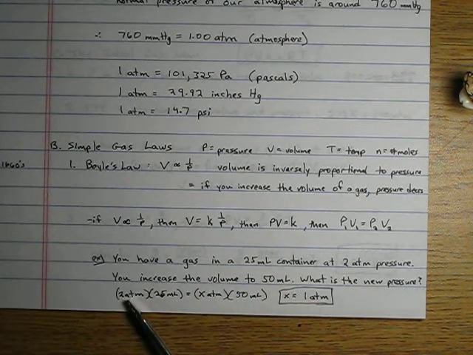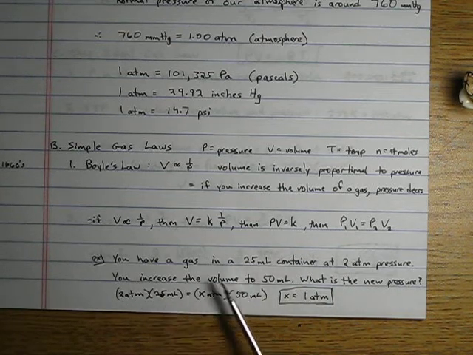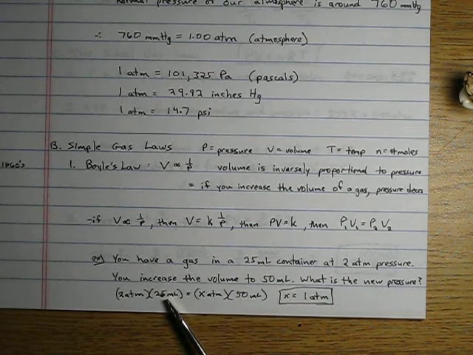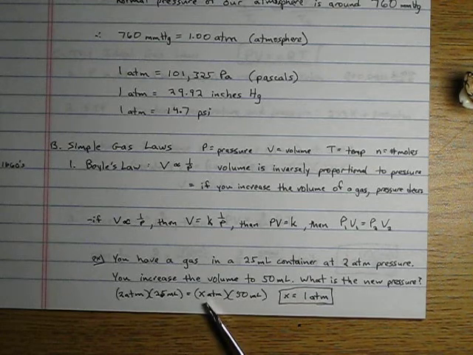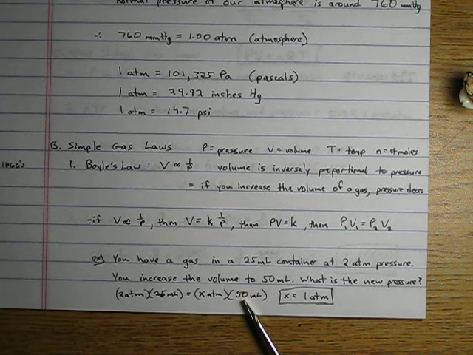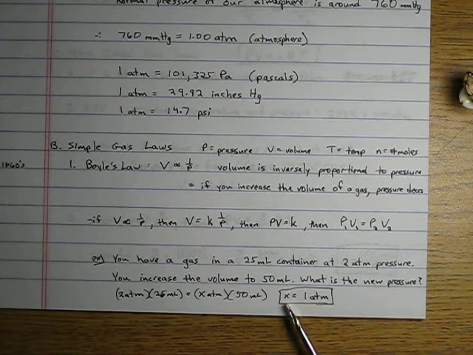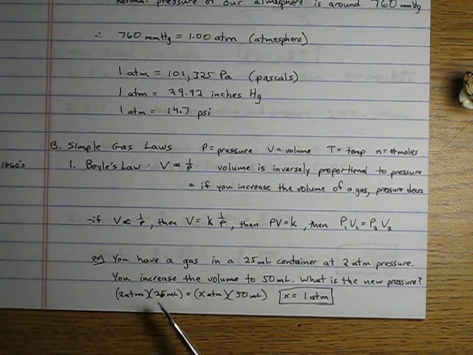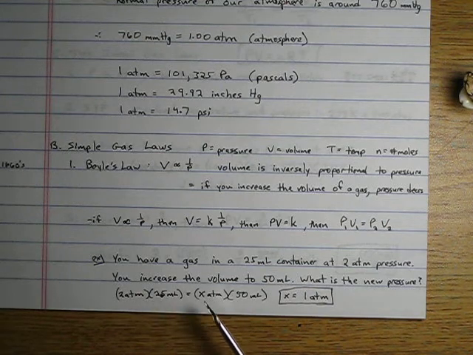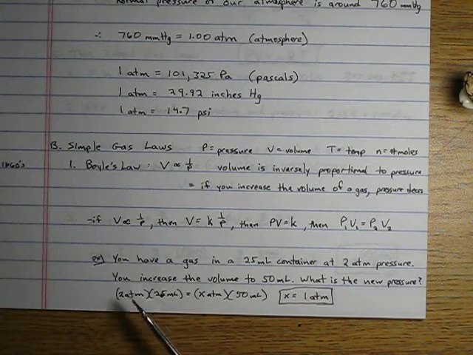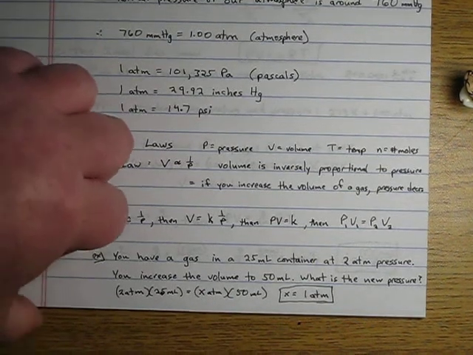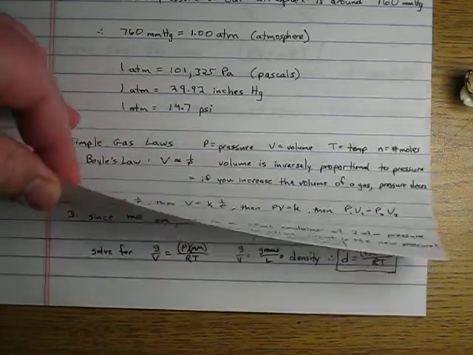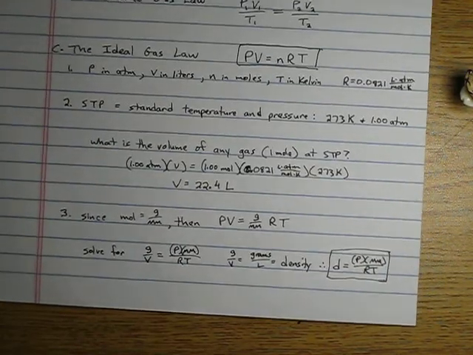Here's P1, 2 atmospheres of pressure. V1, our initial volume, is 25 milliliters. P2, that's what we're after. V2 is our new 50 milliliters. Math tells us the new pressure is now 1 atmosphere. Yeah, we were at 2 atmospheres at 25 milliliters, which means we're at 1 atmosphere at 50 milliliters. You doubled the volume, the pressure is now half of what it was. And the simple gas laws are called the simple gas laws because frankly, folks, it's that simple.